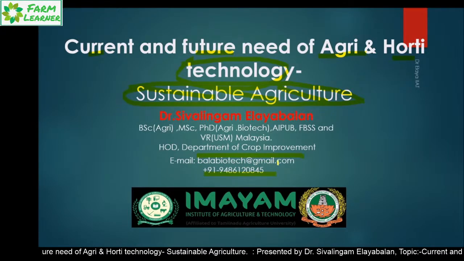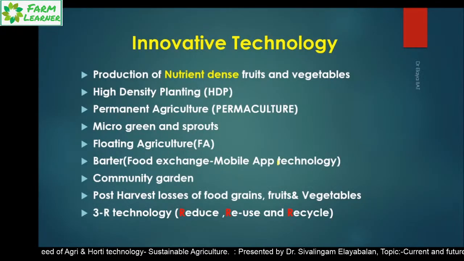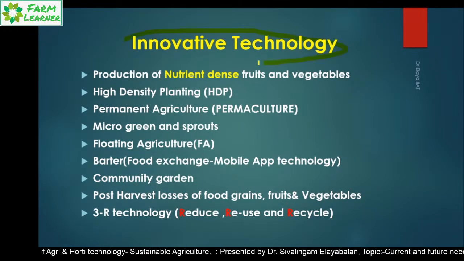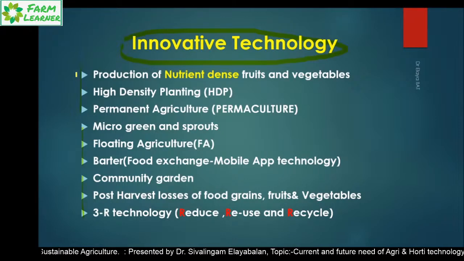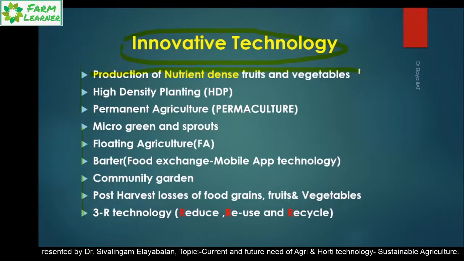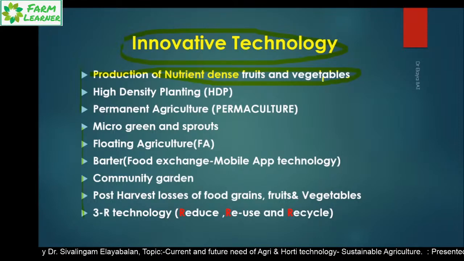So, first, what are the innovative technologies to make a healthier life as well as a sustainable life and also sustainable agriculture? I have listed 9 important technologies, 9 mantras for making sustainable agriculture for the present and future generation. Okay, the first one is the production of nutrient dense fruits and vegetables.